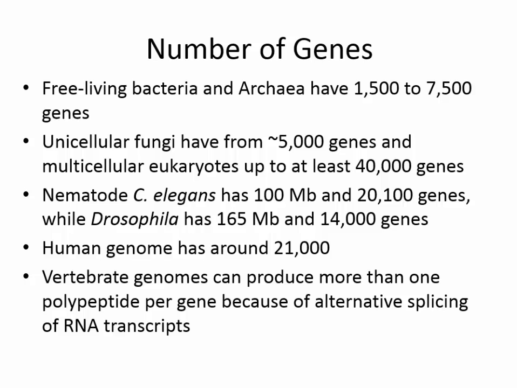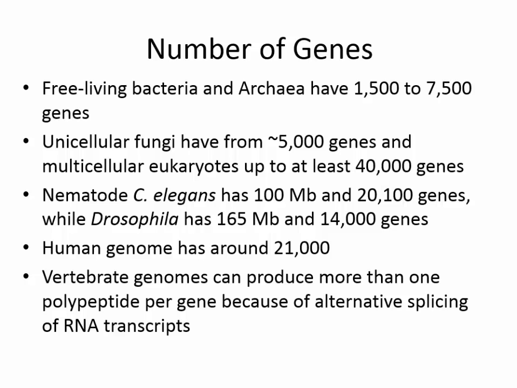Free living bacteria and archaea have about 1,500 to 7,500 genes. Unicellular fungi have about 5,000 genes. Multicellular eukaryotes have at least 40,000 genes, or up to. The nematode, C. elegans, has 100 million base pairs, or about 20,000 genes. Drosophila has about 14,000 genes, and the human genome has about 21,000 genes, which was a big surprise when they sequenced the human genome.